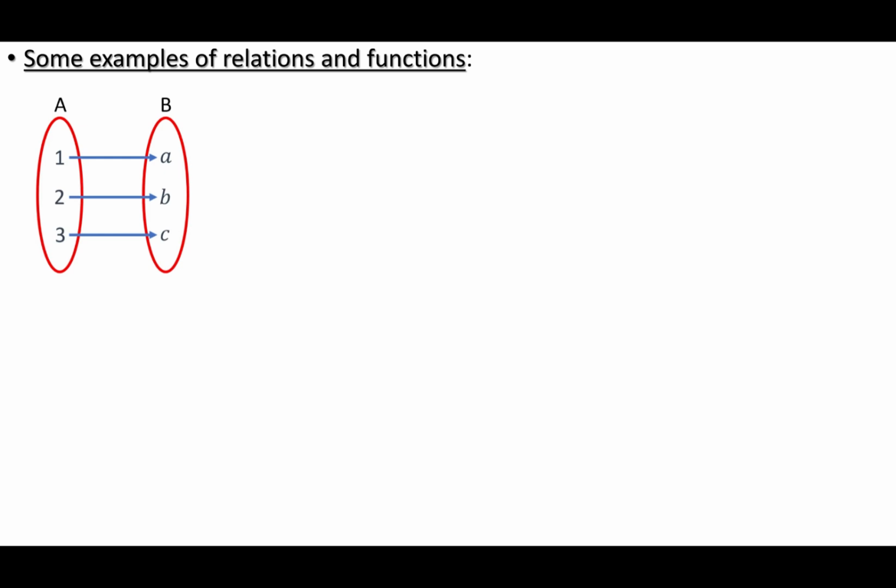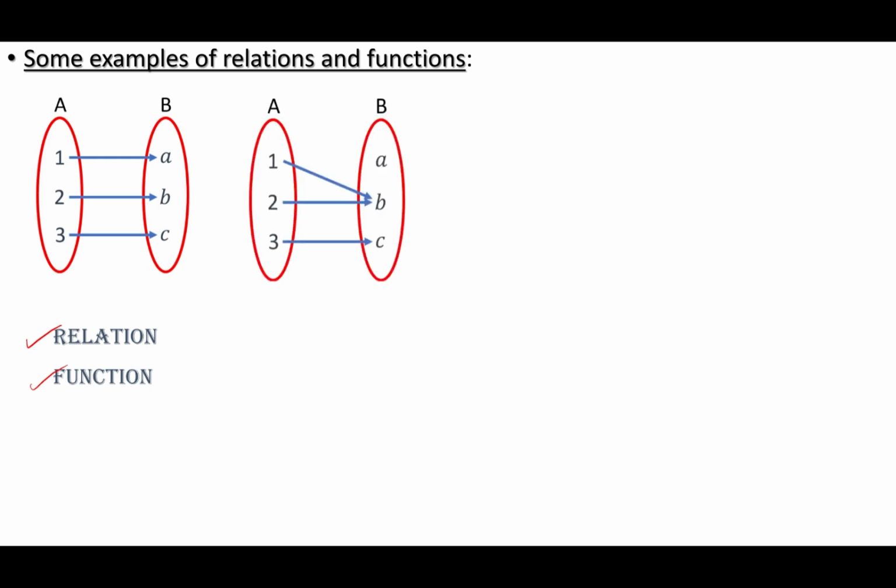Is this a function or not? First of all, is it a relation? Yes, it is a relation. As well as it is also a function. Now see another example. Is it a relation? Yes, it is a relation, as well as a function. In this example, try to understand: two elements have one output. It can be, but check, one element doesn't have two outputs. That is why this is a relation as well as a function.